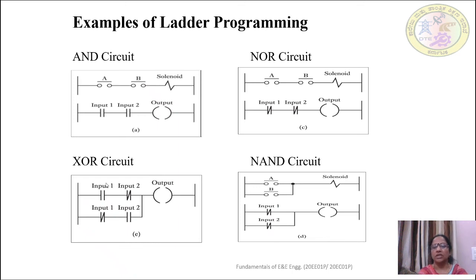And further there is a circuit for the NAND gate also, NAND operation, where A and B are the inputs and the solenoid is the output there. Similarly, the two inputs are normally closed, that is input 1 and input 2, where the output will occur across the output. So students, we see some example ladder programs: ladder program for AND circuit, for NOR circuit, for XOR circuit, and then for NAND circuit.